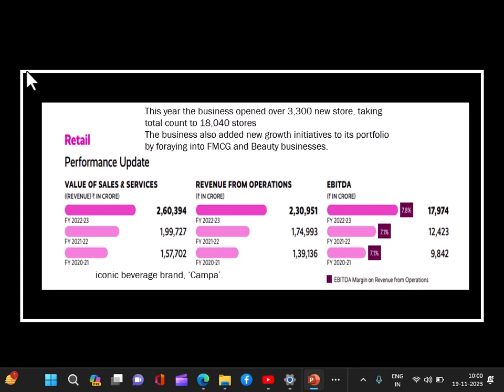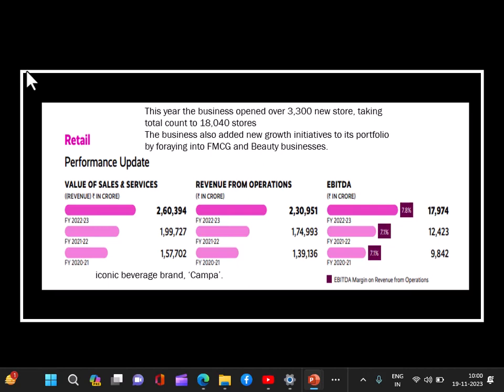Then EBITDA, that is the operating profit of the company. That has gone from 9,000 or 10,000 crores to 17,000 or 18,000 crores, and their margin has gone up from 7.1 to 7.8%. Of course, the total margin is 18%, as we have seen, but retail gives you about 7.8% operating margin. This year the business opened 3,000 new stores, taking the total count to 18,040 stores.